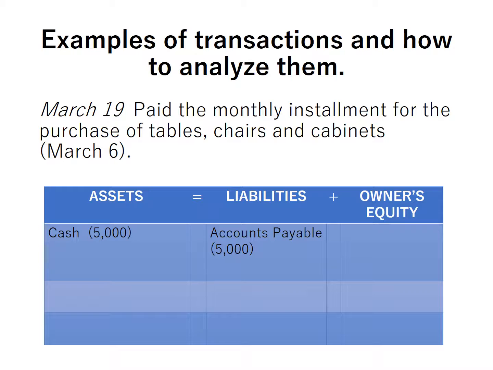March 19, the business paid the monthly installment for the purchase of tables, chairs, and cabinets last March 6. Cash decreased by 5,000 pesos. Accounts payable decreased by 5,000 pesos.